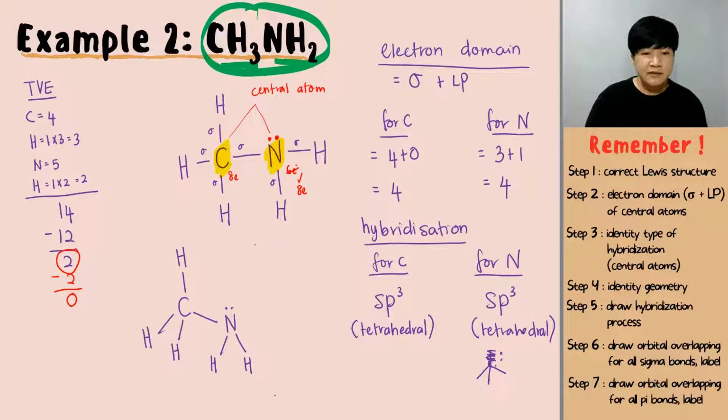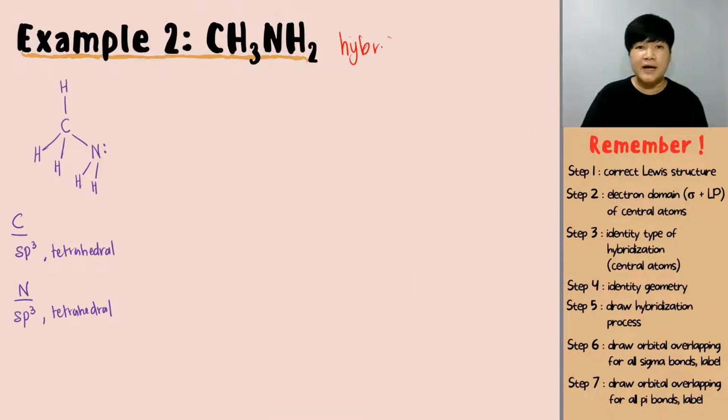So this is the most correct Lewis structure that you can draw for CH3NH2 in the correct geometry. From the correct Lewis structure, moving to your electron domain, moving to your hybridization, we can move on straight away to the hybridization process. For the hybridization process, as always, we will draw for both of the central atoms.